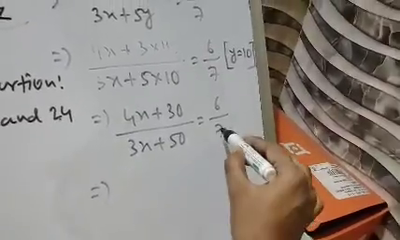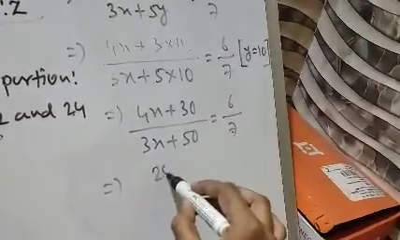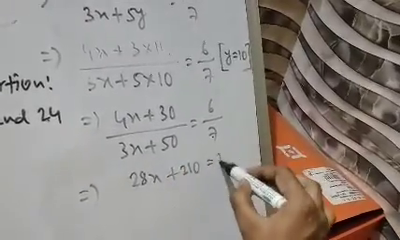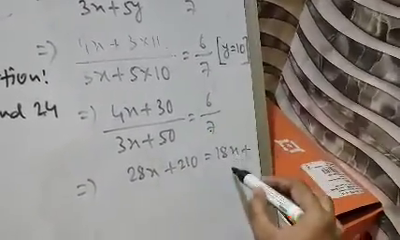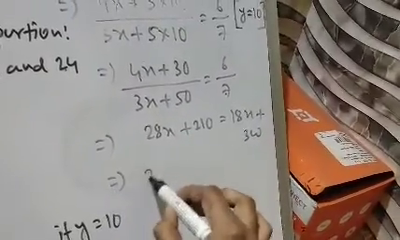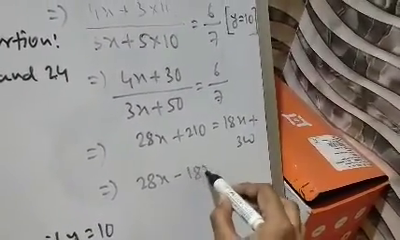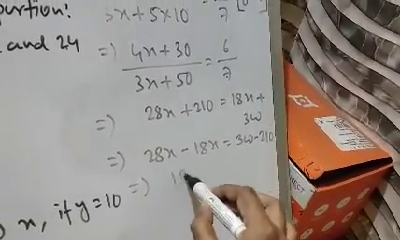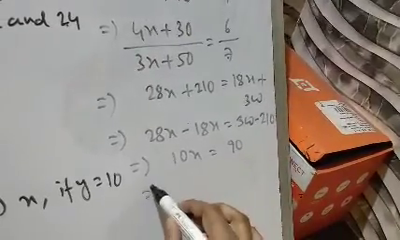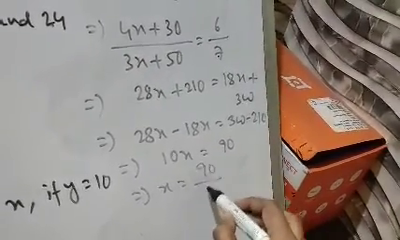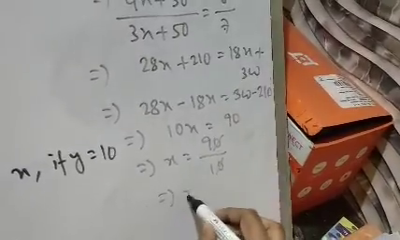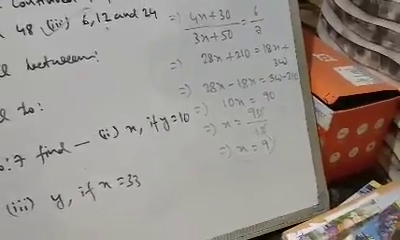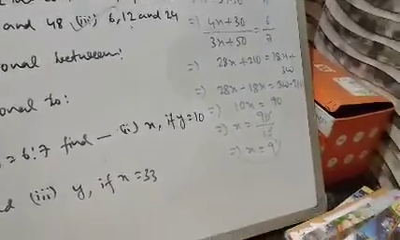Now cross multiply. So 7 into 4x, 28x, 7 into 30, 210, 6 into 3, 18, 18x, 6 into 50, 300. Now interchange the position. 28x minus 18x equals 300 minus 210. It is 10x equals 90. Therefore x will be equal to 90 by 10. Therefore x is 9. That is the answer. So if y equals 10, x will be equal to 9.